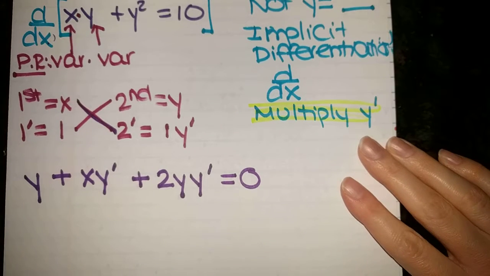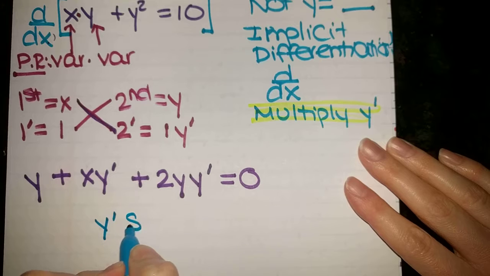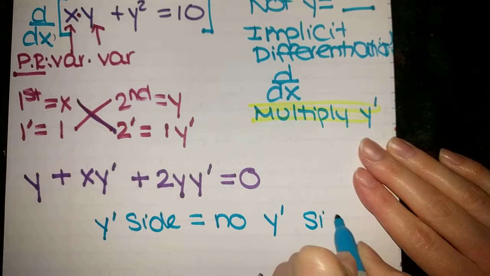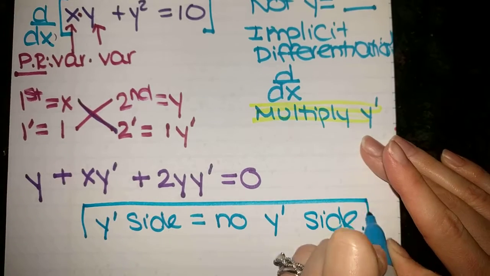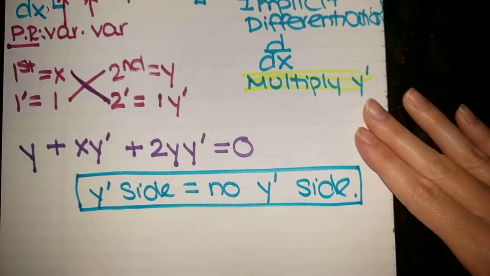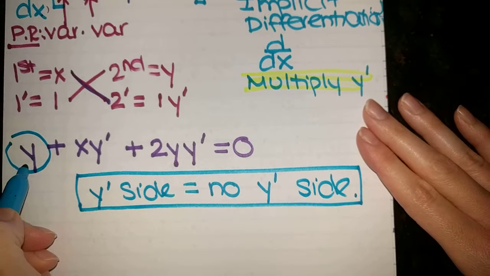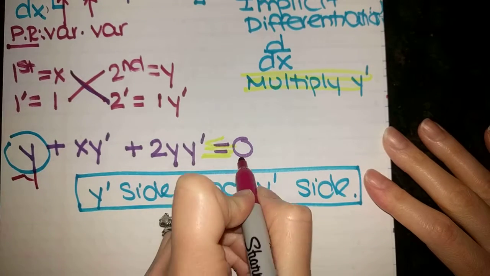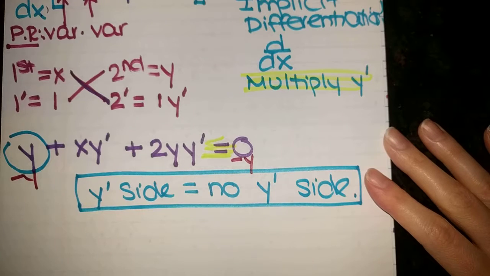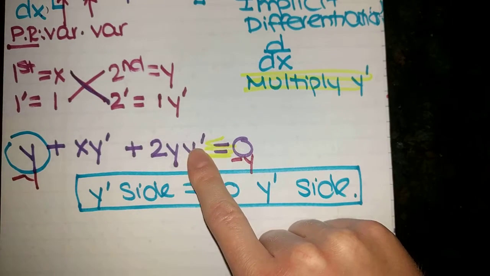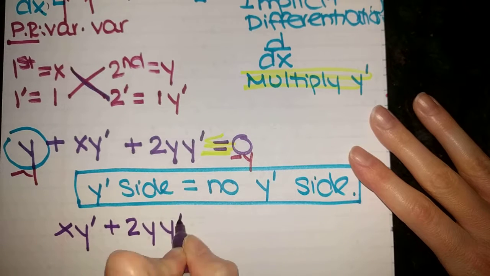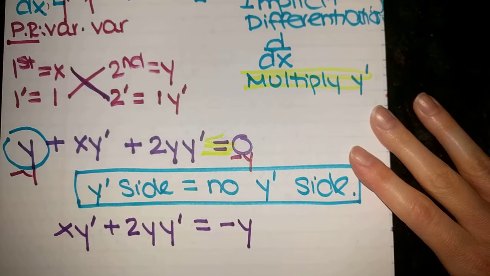Now, once we take our derivative, what we have to do is get our y primes on one side and our terms with no y primes on the other side. For this particular question, there's not too much work to do because there's only this term y that needs to move to the other side of the equal sign. So we would subtract y from this side, subtract y from the other side, and then we would keep these y prime terms on the left-hand side. So we would have x y prime plus 2y y prime is equal to negative y.